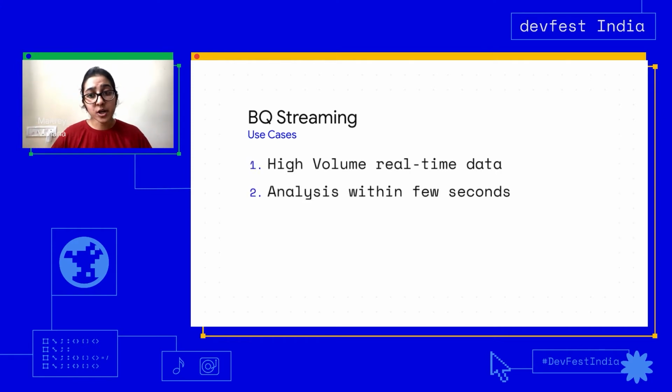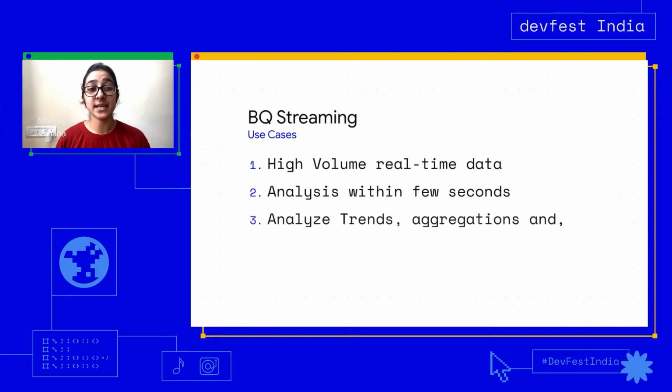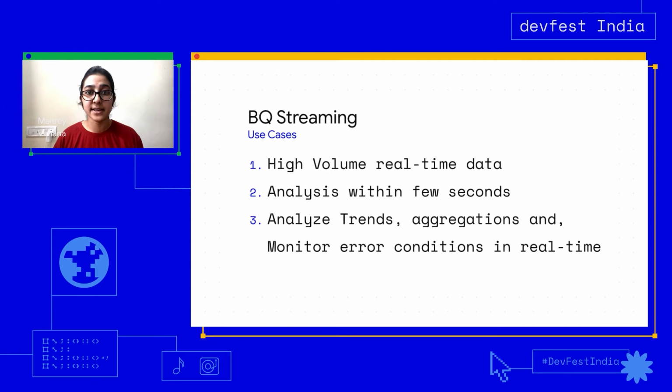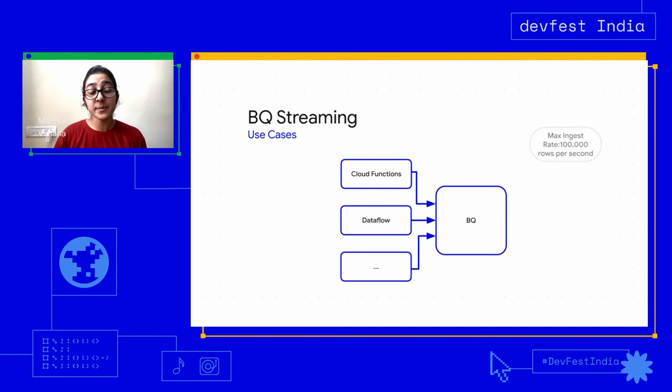Again, high volume of data, you want to analyze it immediately, and you also want to figure out things like trends, patterns, aggregations, not just in batch but also in real time, especially in cases of anomalies that you need to detect immediately and send it out. BQ streaming is super useful.